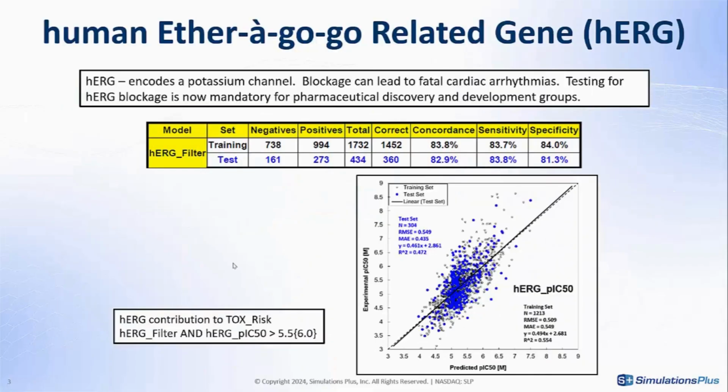This slide discusses our two hERG models. hERG stands for human ether-a-go-go related gene, and it encodes a potassium channel. If this channel is blocked, it can lead to fatal cardiac arrhythmias. So testing for hERG blockage is now mandatory for pharmaceutical discovery and development groups.